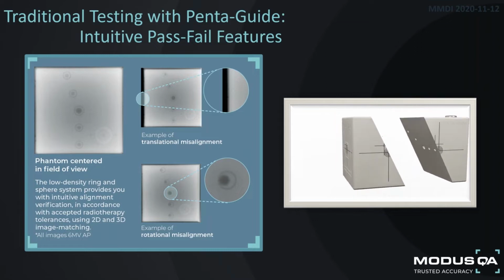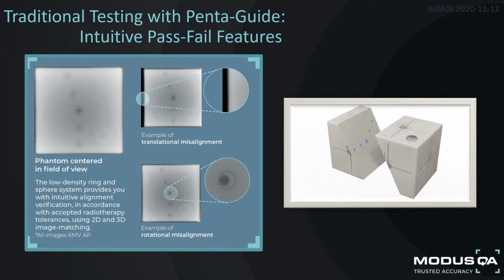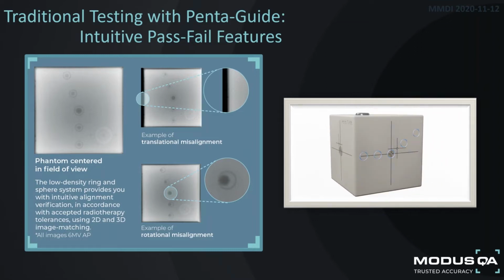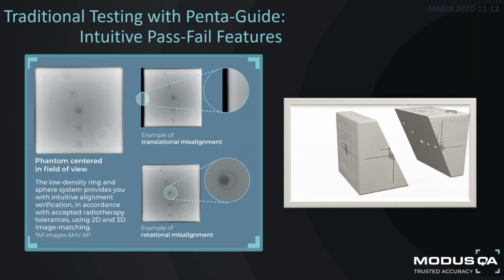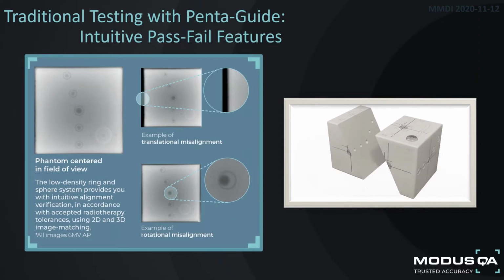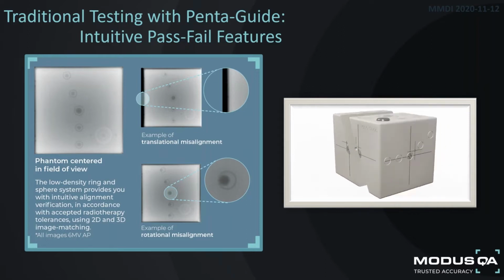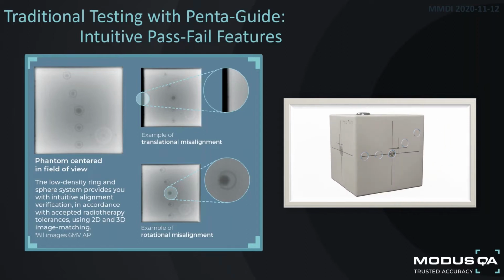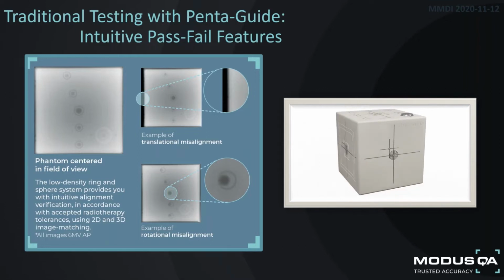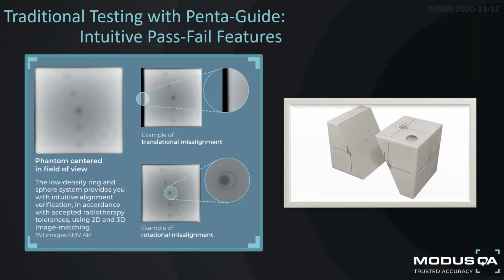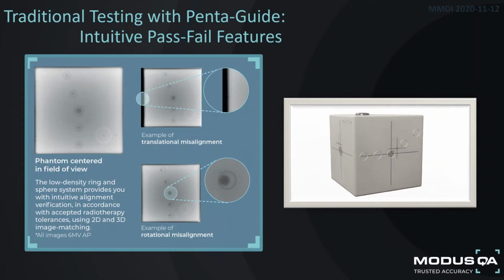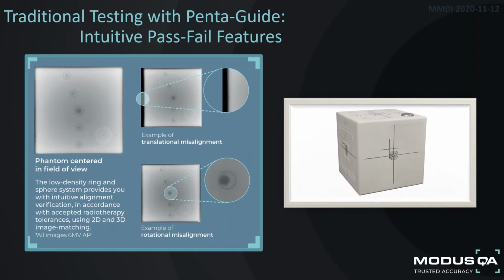As you can see in the animation on the right side, the Penta-Guide houses 5 hollow spheres in an offset pattern. And there are 2 reasons for this. Being low density, the spheres do not introduce significant imaging artifacts, which provides clearer images, therefore making it easier to image match and analyze the data. And the second reason is that the alignment of the spheres matches the ring structure that is embedded into the exterior surface of the Phantom. So you can imagine a projection image coming from a lateral or vertical projection.